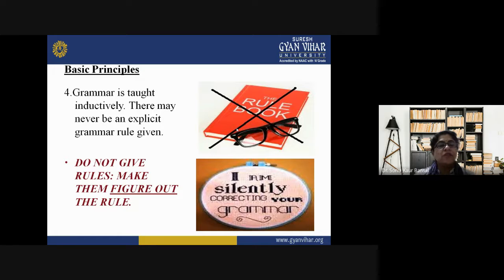There may never be an explicit grammar rule given. So practice is more required. Until you give them the opportunity to understand the rule, the teacher will explain the concept of grammar or the topic in the target language only. Then the child gradually understands, okay, this is the logic behind this sentence that is working, or they just get the idea of the particular rule. Then the teacher confirms, yes, this is the rule, and they go on with their practice.